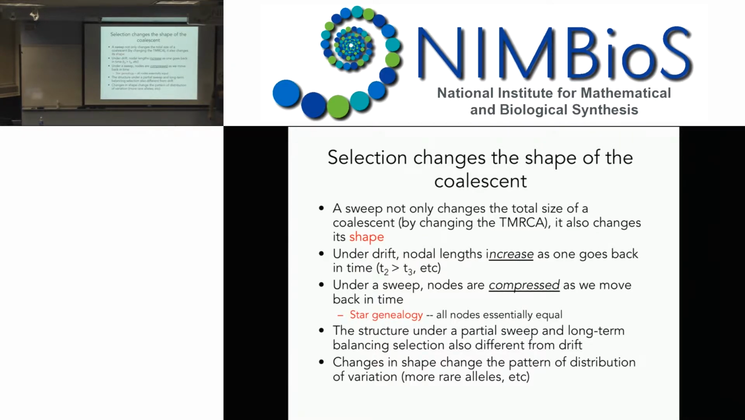So selection changes the structure of the coalescent. A sweep, that is a favorable allele increased to fixation, not only changes the size of the coalescent and makes the time to most recent common ancestor shorter, but it also changes its shape. If I took a coalescent with a long time back to common ancestry under drift and photographically reduced it and made it smaller, it would have a certain shape, even though it's smaller. And that shape basically is that the nodal lengths increase as one goes back in time.